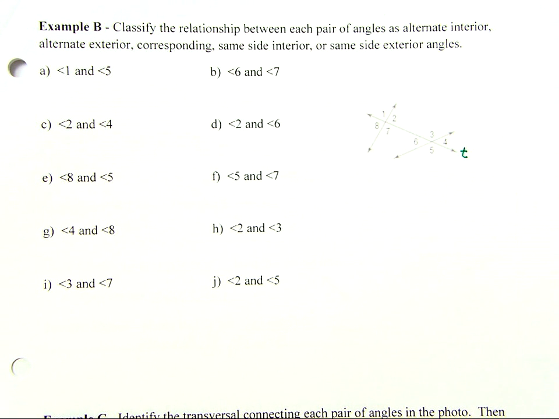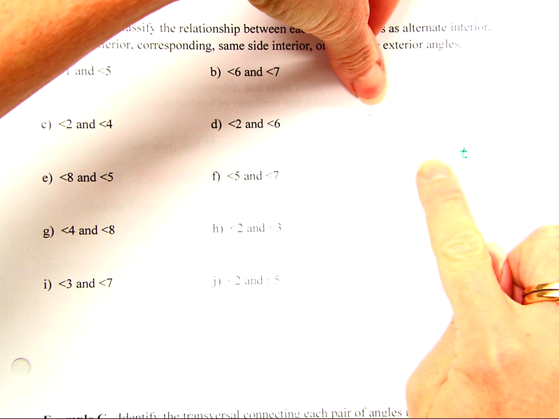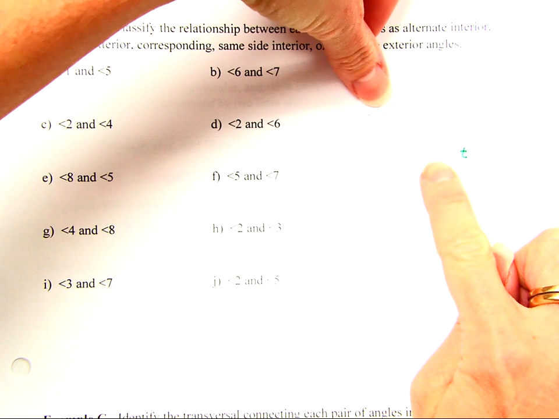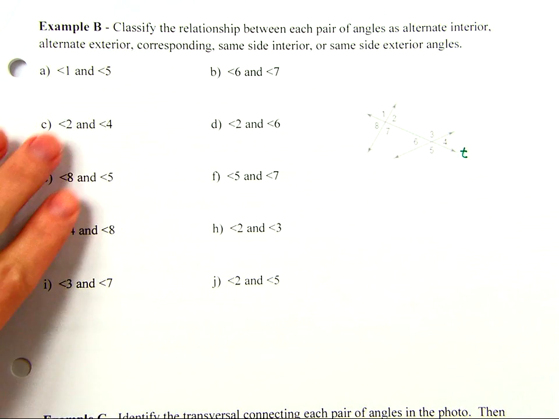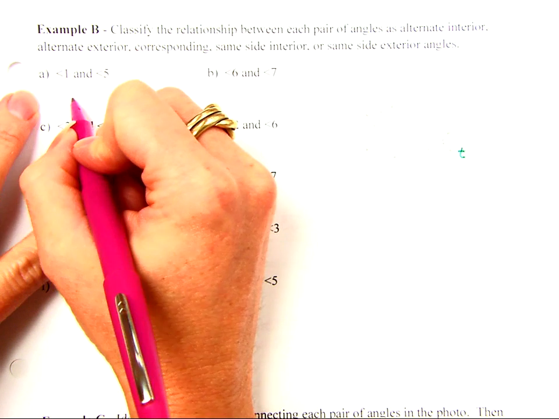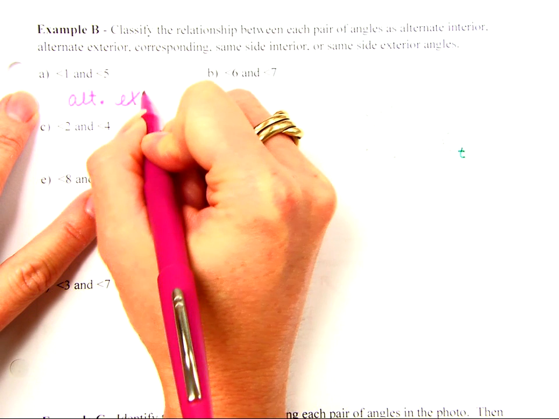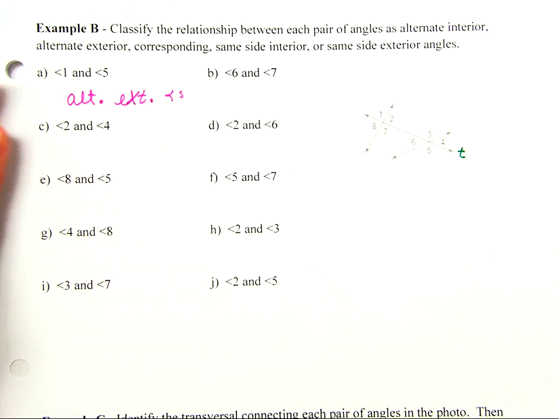So as I look at angle 1 and angle 5, and I want to classify them, well, I can see that they are on the outside. They're going to have to be exterior. And I'm thinking, well, they're on opposite sides of my transversal. So I'm going to say they are alternate exterior angles. And when I abbreviate that, I do it like this. Alternate exterior angles. So you can shorten that out.